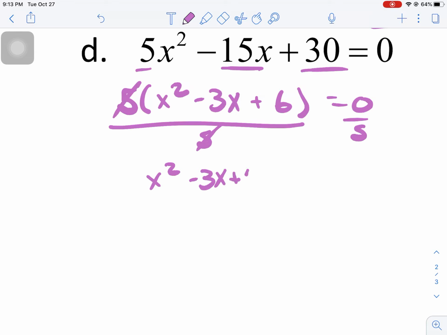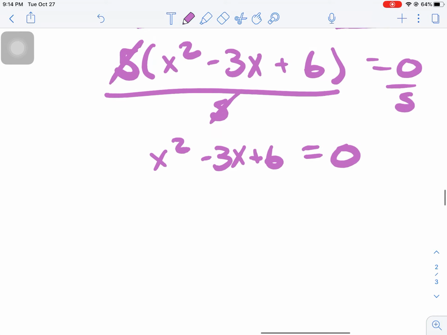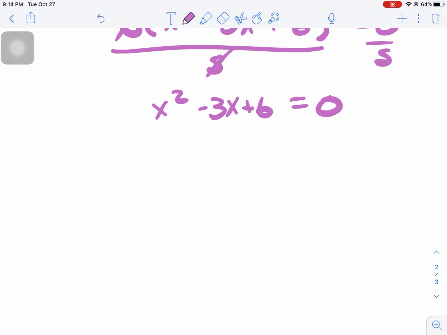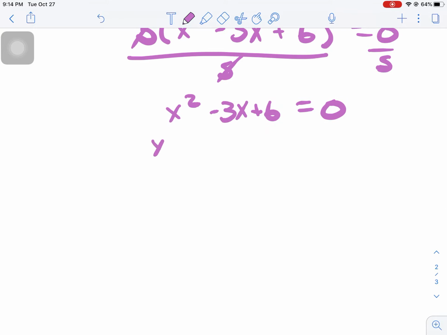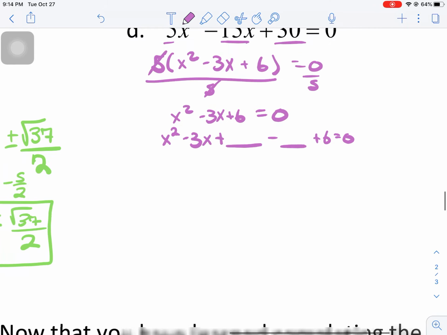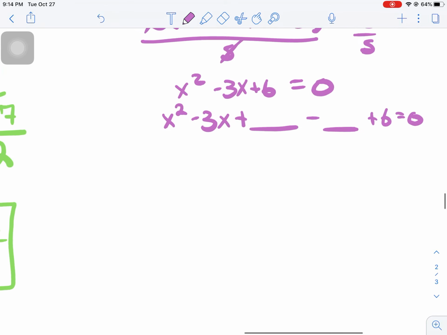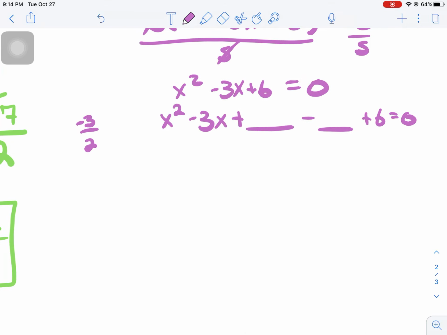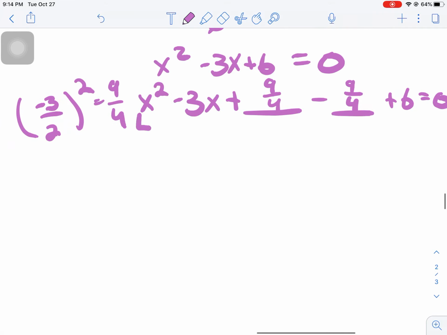So we have x squared minus 3x plus 6 is equal to 0. Now we have a quadratic set equal to 0 where the a value is 1. So now we can do our completing the square process. So first we expand the formula by putting a plus and a minus in there. Second, we complete the square. So we take negative 3, we cut it in half, and then we square that value. So it's 9/4. So 9/4 is going into each of these things.